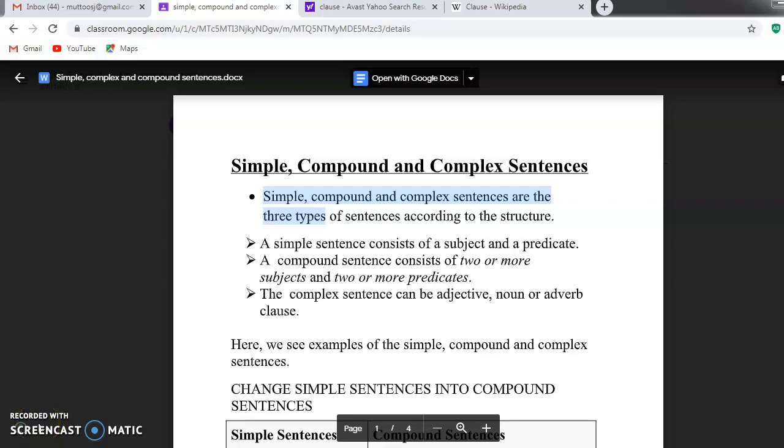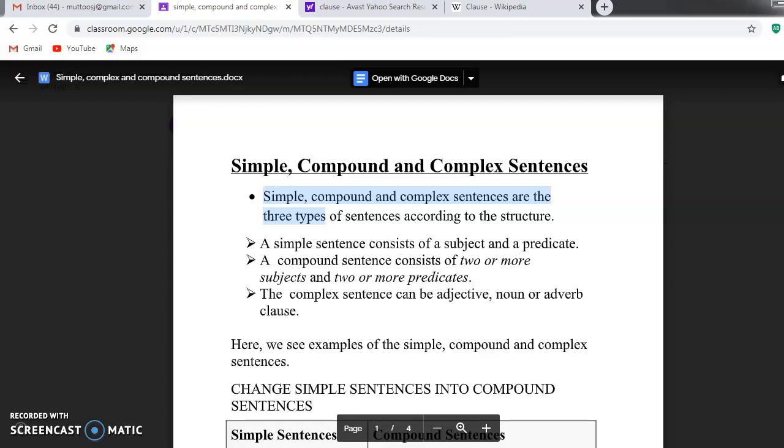Hello all. Let us see simple, compound and complex sentences. According to the structure, there are three types of sentences: simple, compound and complex sentences.